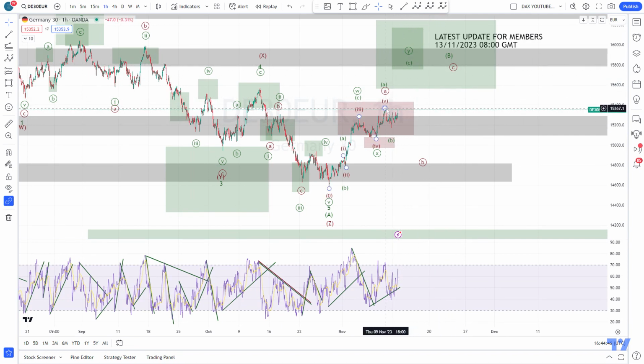However, as long as we hold the high right here, it might be that indeed we had our wave A right here, then we come down as a wave B, followed by another wave C up into the wave B area. But overall, I would say we need some more upside to finish the wave B structure, be it as an A, B, C, or as a W, X, Y structure.